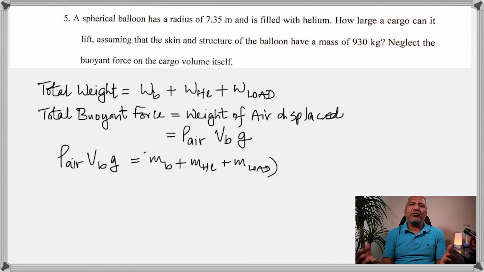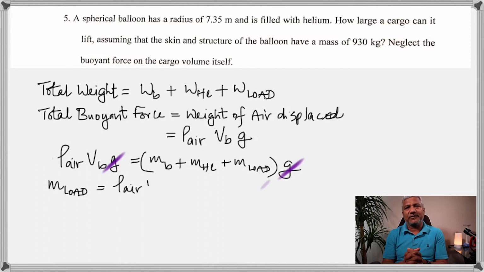So instead of taking the weight, what I did is you just add the masses of all those three multiplied with g just one time. And that makes it easier because then g gets cancelled from both sides. Therefore, now we can make the mass of the load the subject, and that's what we get.